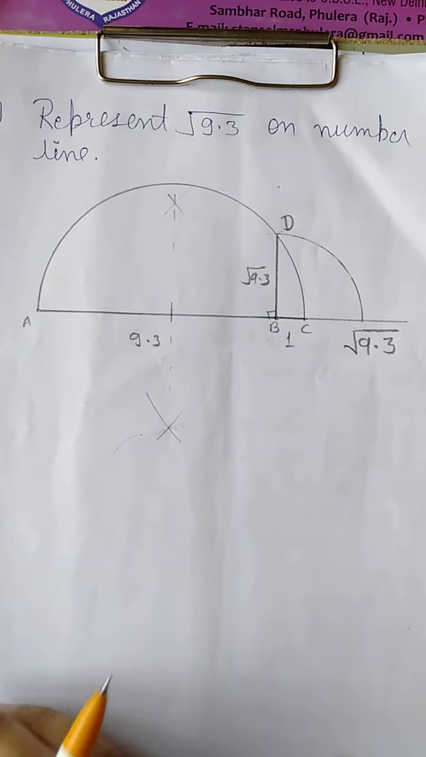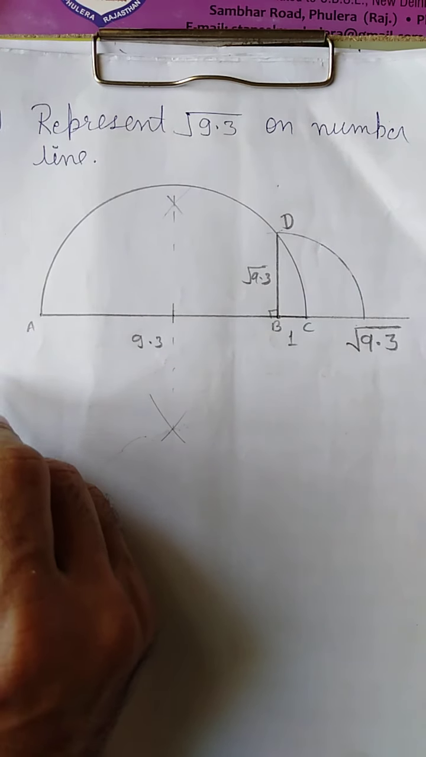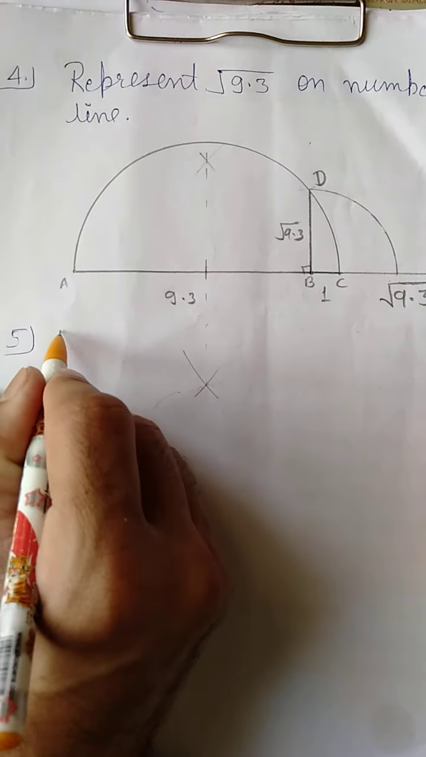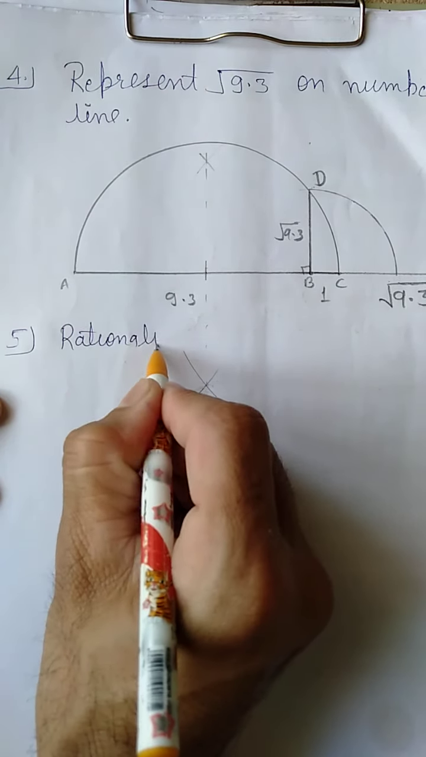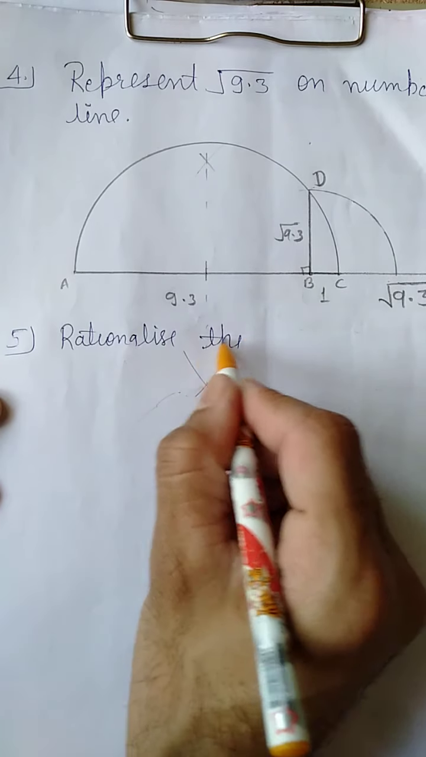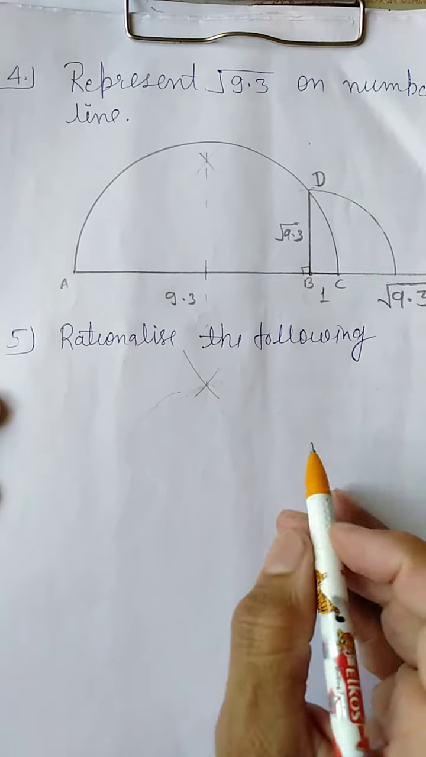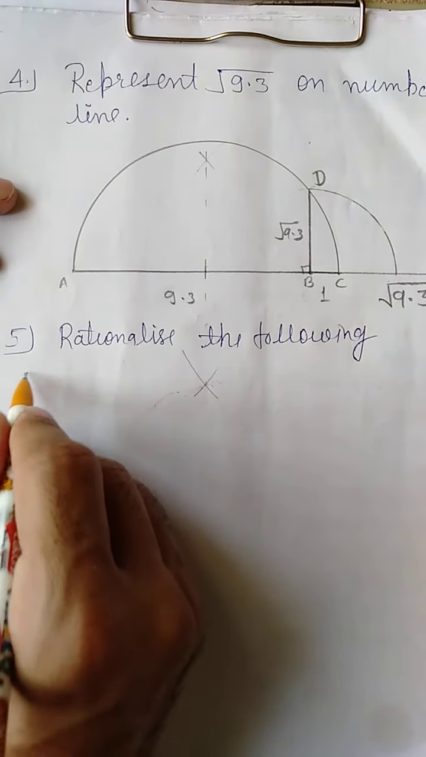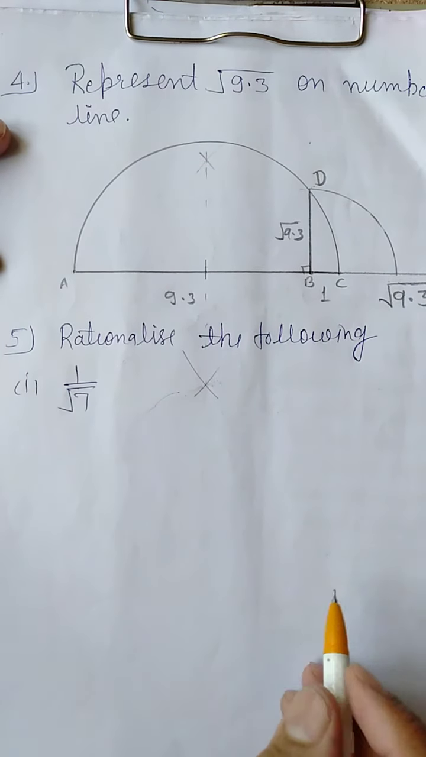Now see the next question. Okay, and the next question is: rationalize the following. Number 5, rationalization. Rationalize the following. How to rationalize? See, the first question is given: 1 upon root 7. Let's try to understand it.